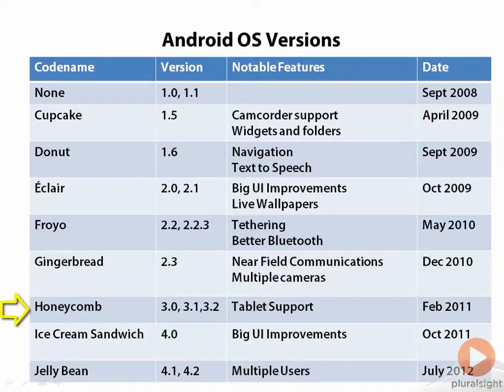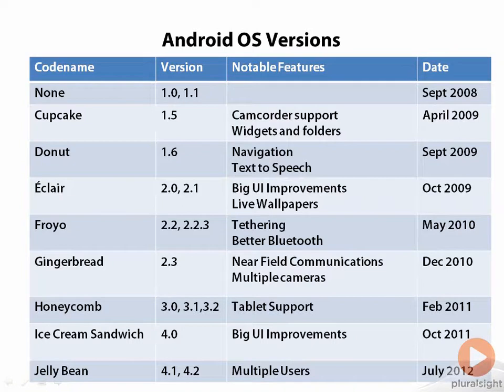Next up was Honeycomb, and we talked about this in the history, and this was basically an OS version that was designed just for tablets. After that came Ice Cream Sandwich with the big 4.0, and that had some really big UI improvements. And you can see from the previous module when we looked at 2 versus 4 how different those two OSs are. Then finally came Jelly Bean, which was Android versions 4.1 and 4.2, and one notable feature here is in Jelly Bean tablets, you can actually have multiple users.